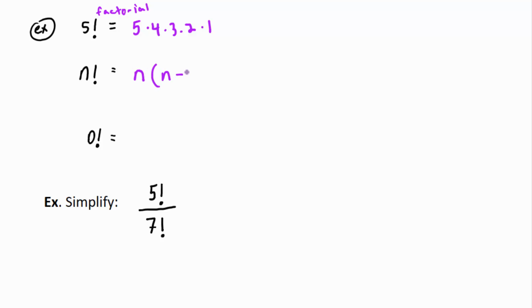N times n minus 1 times n minus 2. You could do this the rest of your life, but let's just go dot, dot, dot. Eventually you get to times 2 times 1. 0 factorial.